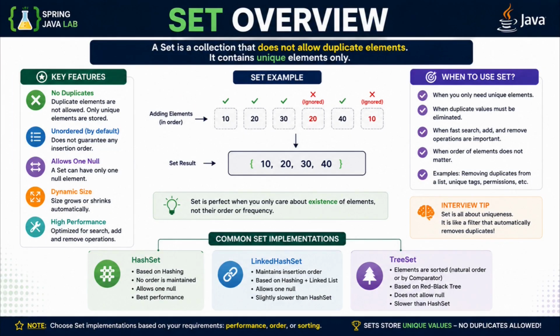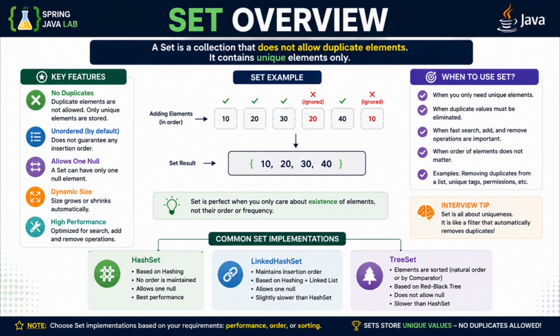A set is designed for one primary purpose: uniqueness. Unlike a list, a set automatically removes duplicate elements. If you try to add the same value multiple times, only one copy is stored. Think about storing unique email addresses, unique usernames, unique employee IDs, or unique product categories. Duplicates simply don't make sense in these scenarios.